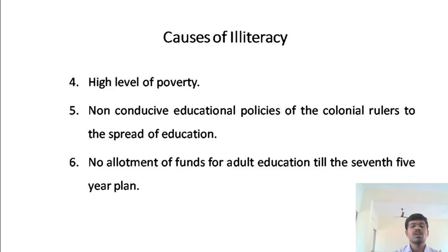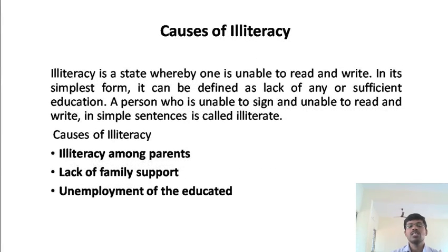Non-allotment of funds for adult education till the 7th five-year plan. Till the 7th five-year plan, the government of India had not taken any necessary initiatives to improve literacy among the adult population. Because of that also, education has less importance in our society. These are the things which may cause the illiteracy problem in Indian society.